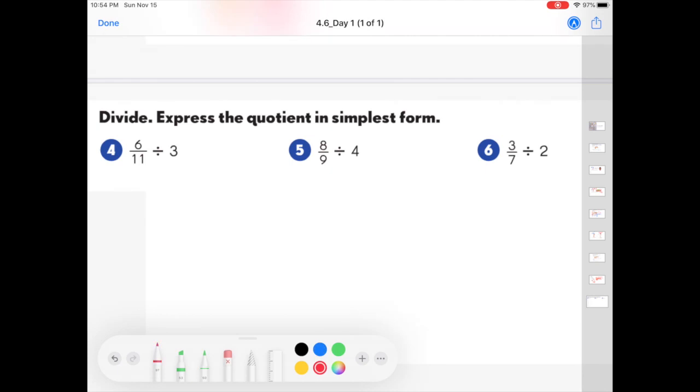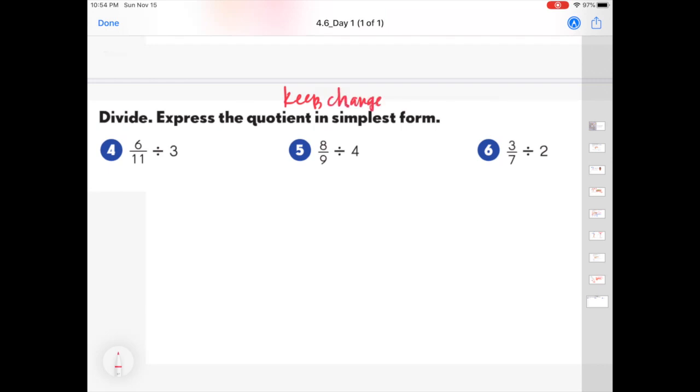Okay, so the third method we talked about was the keep, change, flip method. And this is the little shortcut in dividing a fraction by a whole number. So we keep the first fraction, we change the division sign to multiplication, and we flip 3/1 to its reciprocal, 1/3. Flipping is actually the process of finding the reciprocal. So keep, change, flip, we have 6/11ths times 1/3.